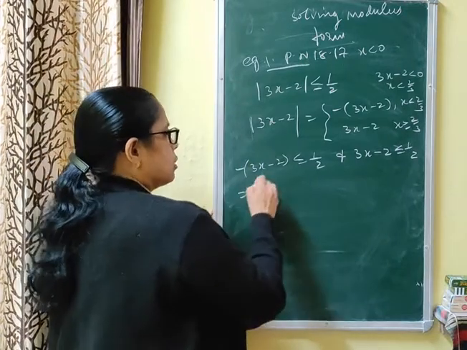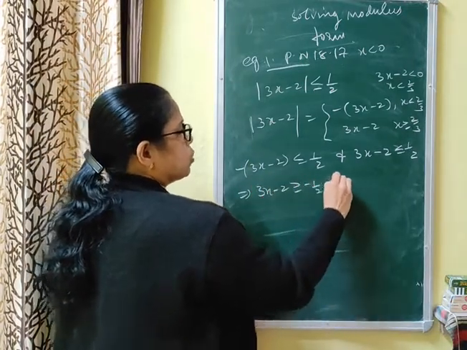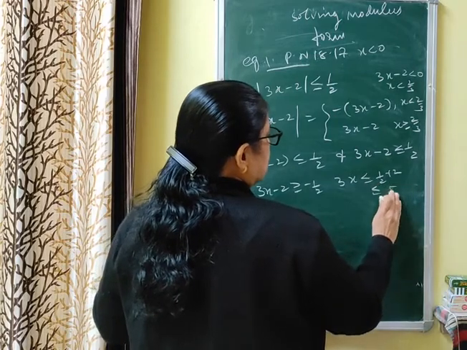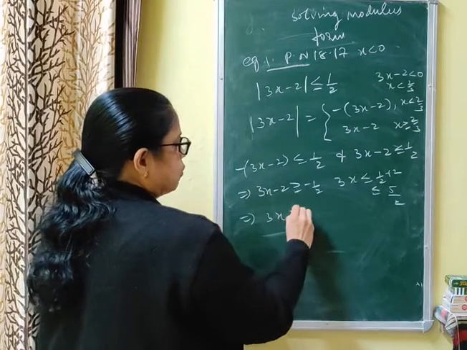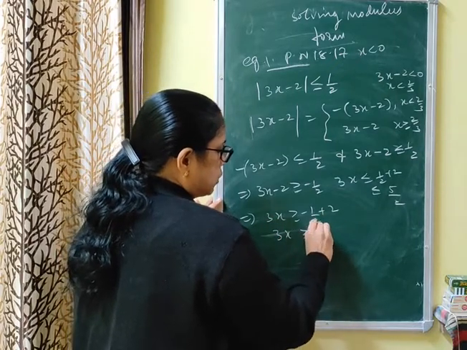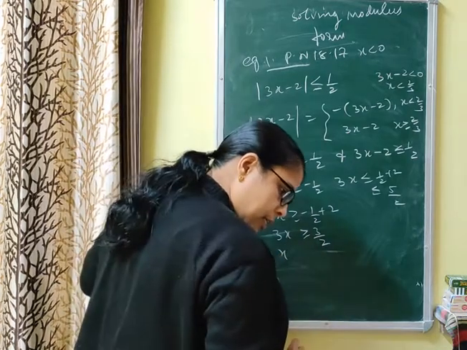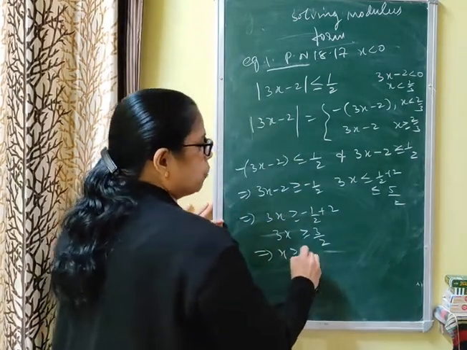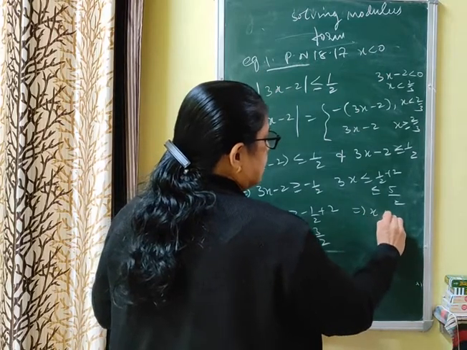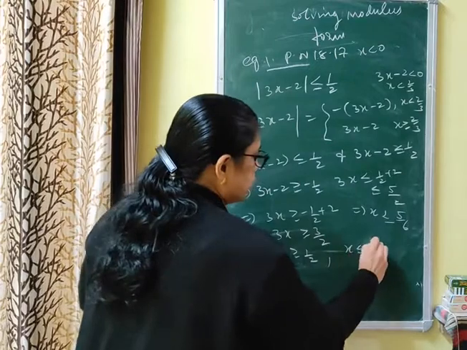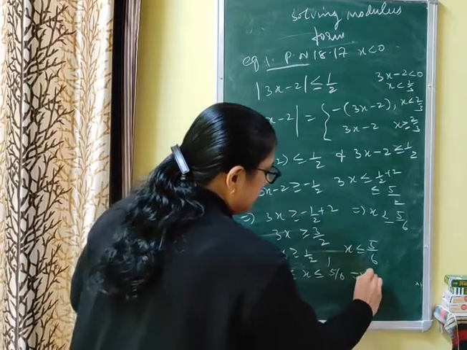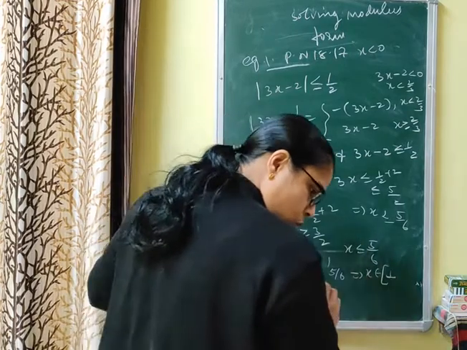Now if you multiply by minus sign, you will get reversed. 3x minus 2 greater than or equal to minus 1 by 2, and 3x less than or equal to 1 by 2 plus 2, that is less than or equal to 5 by 2. Here 3x greater than or equal to minus 1 by 2 plus 2, that is 3x greater than or equal to minus 1 plus 4 by 2, which is 3 by 2, implies x greater than or equal to 1 by 2. Here 3x less than or equal to 5 by 2 implies x less than or equal to 5 by 6. If you compare both these, you get 1 by 2 less than or equal to x less than or equal to 5 by 6. That implies x belongs to closed interval 1 by 2 to 5 by 6.